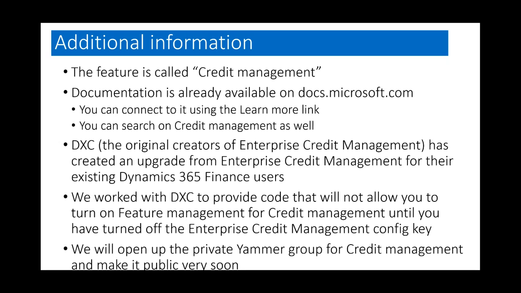So you can use the Learn More link on Feature Management. Turn it on and click on Learn More, or just search for Credit Management. There's a Credit Management overview. If you click on that, you'll get a list of others. There's over 30 pages of documentation out there now on how this works, and there's a lot of good detail. So you can actually start looking at it right now.